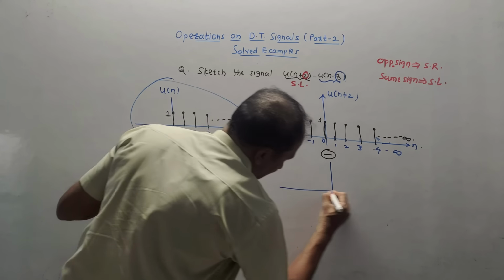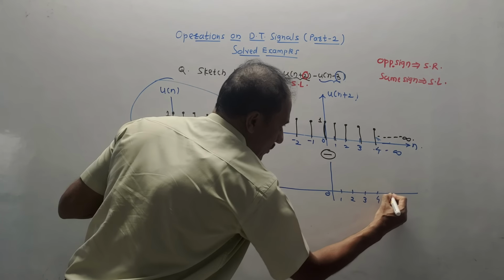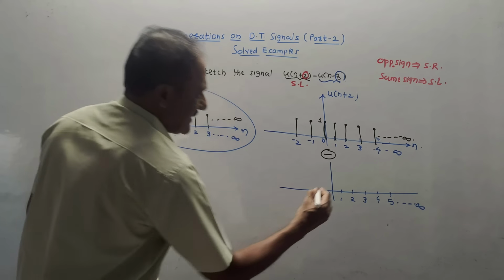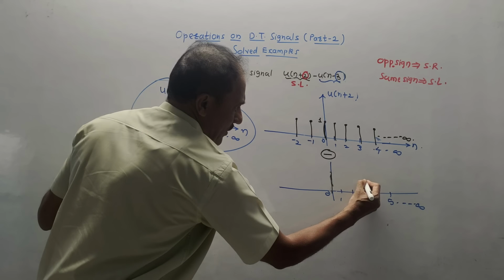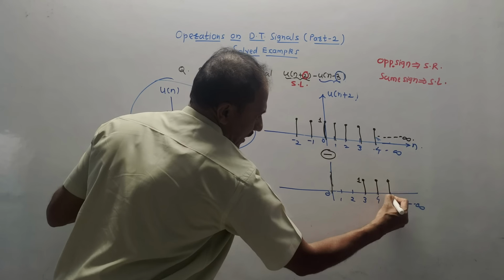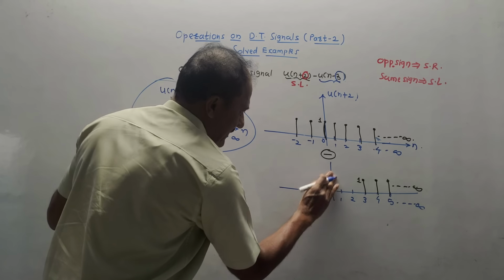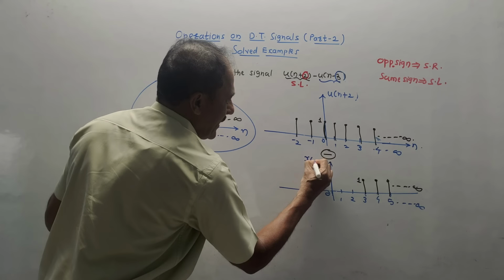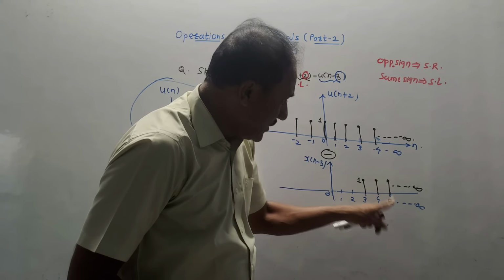So below this I will draw the new diagram. First I will mark the scale 1, 2, 3, 4, 5 up to infinity, and everywhere, like the previous case, the amplitude is 1. So this diagram will be starting from 3. From 3, 4, 5 everywhere till infinity, this is the signal for x of n minus 3. It is starting from 3, and everywhere the amplitude is 1.